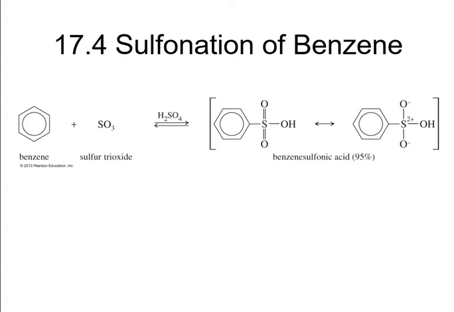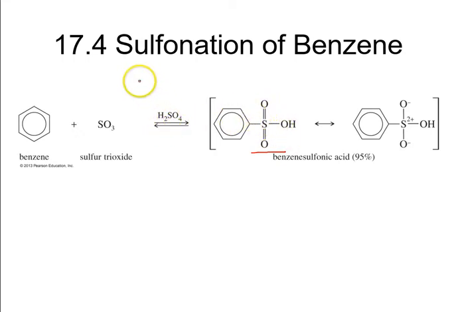The next reaction is sulfonation of benzene. This is to make a sulfonic acid group. All right, sulfonic acid groups are pretty acidic. If you look at it, it looks very similar to sulfuric acid.